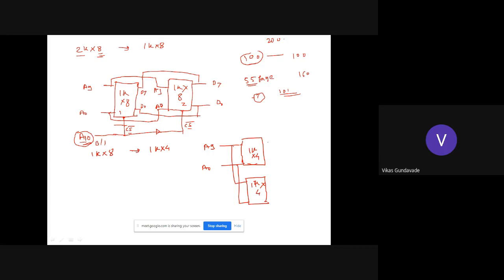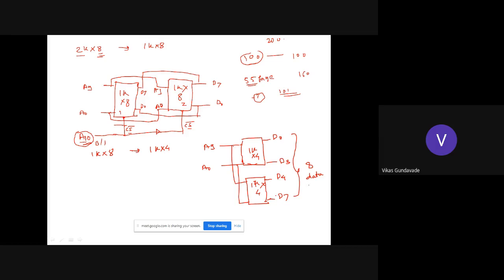Now for the data lines, here we are increasing the word size. This binding of two books is like the number of lines on each page going on increasing, or the size of each page going on increasing. For the first 1K by 4, how many data lines are required? 4 data lines, D0 to D3. These lines are required for the first memory. The remaining 4 lines, D4 to D7, are interfaced to the second memory. The combination of all these together makes 8 data lines.